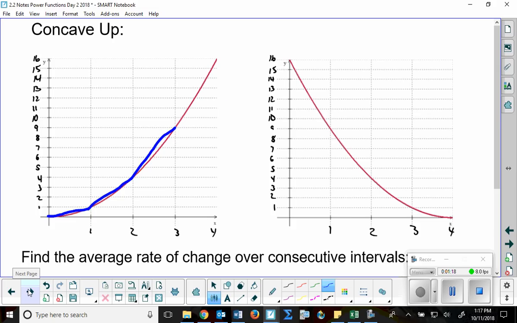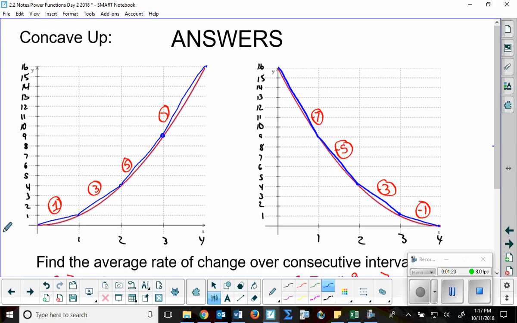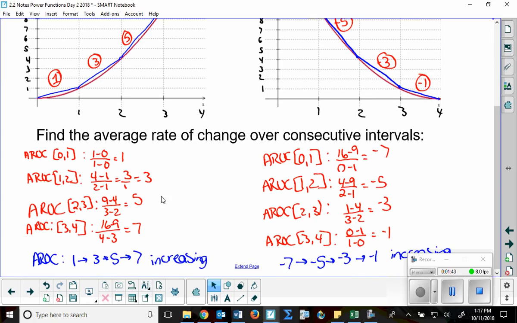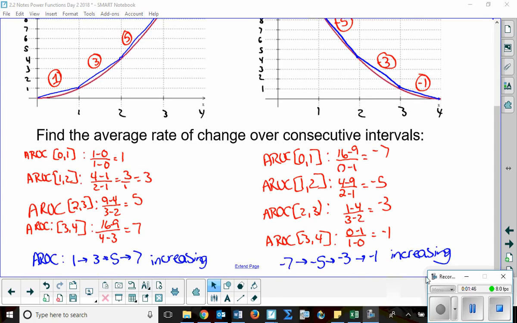All right, right now you should have already done the work, and here are the answers that I came up with. I looked at the average rate of change over these intervals, and I found that it's 1. Here the average rate of change is 3, 5, and 7. Whether you did y2 minus y1 over x2 minus x1, or you actually just counted it, it doesn't really matter. But here's the work down below that you guys can see. And hopefully what you're seeing is that the average rate of change goes from 1 to 3 to 5 to 7 as we move from left to right on the graph.